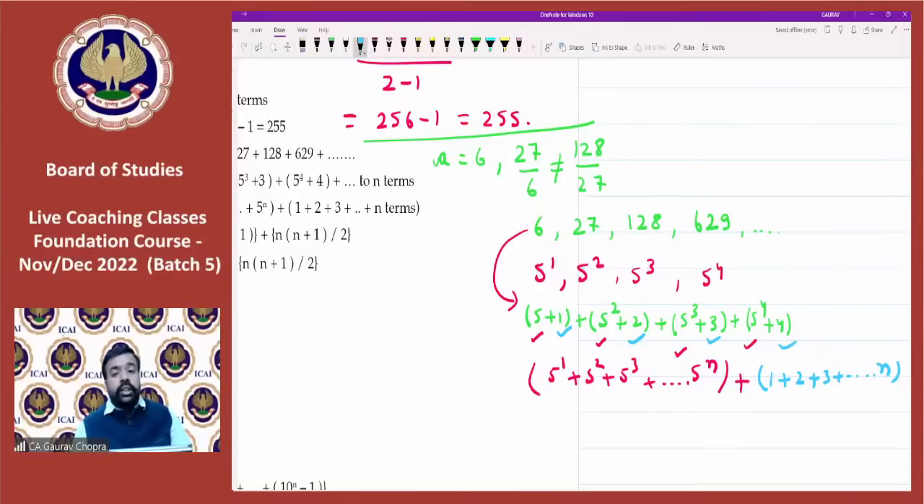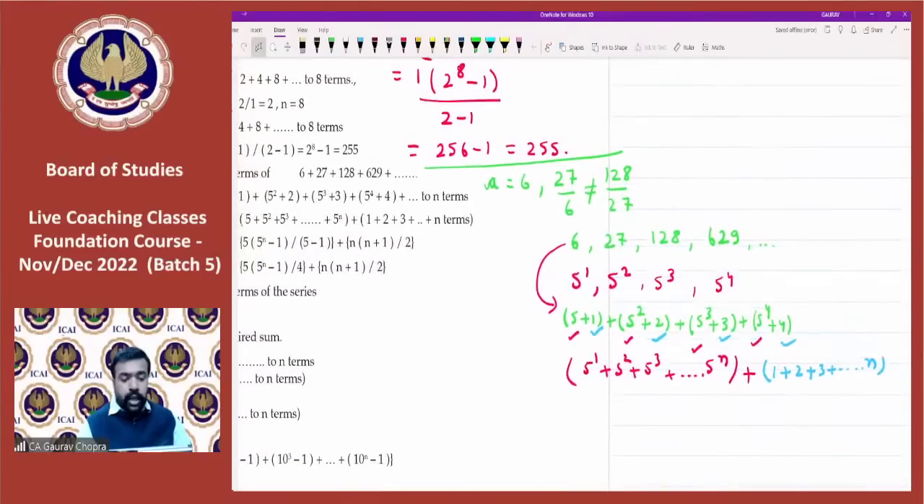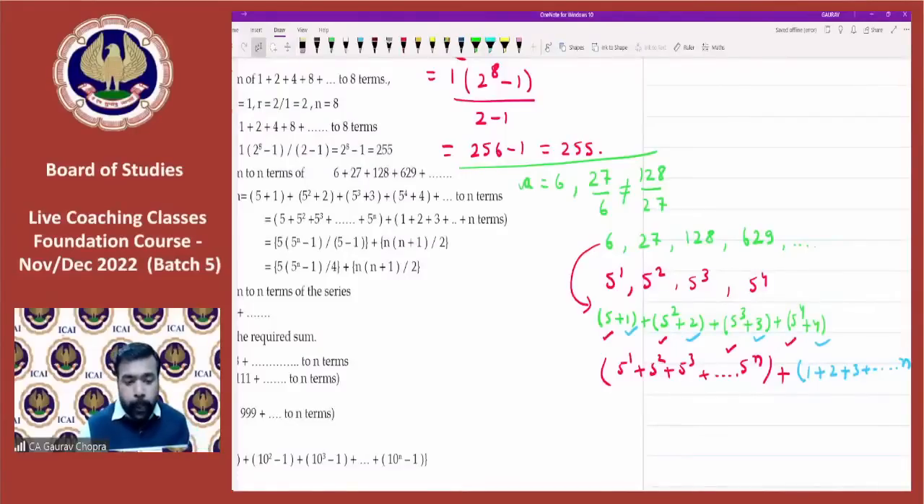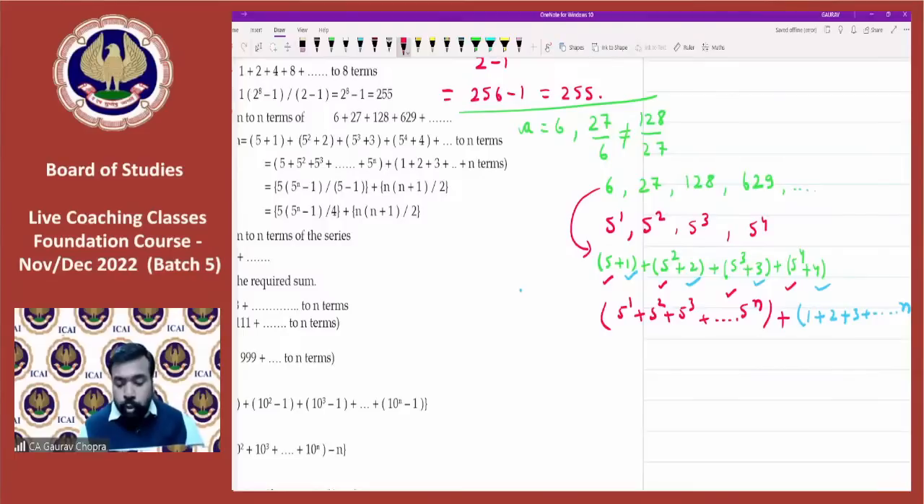Now, the first portion is a geometric progression because we can clearly see the common ratio. So what is the common ratio? 5, because the second term upon the first term is 5. Third upon second is also 5. So the first portion is GP. Let us apply the formula of GP. How many terms are there? There are n terms. So a is 5, multiplied by r to the power of n minus 1, that is 5 to the power of n minus 1, divided by r minus 1.